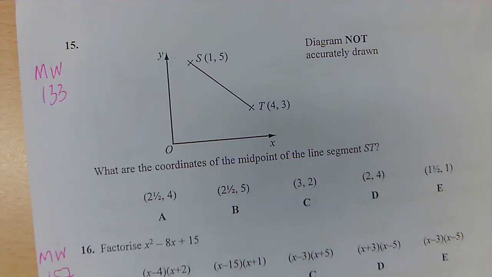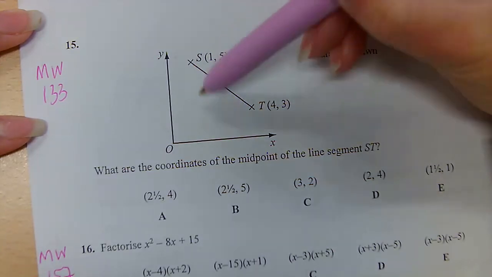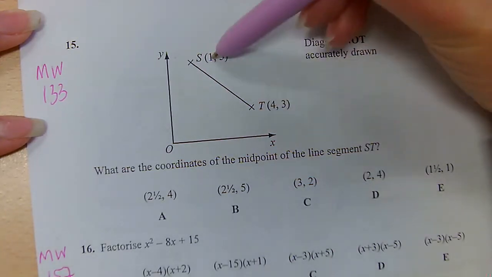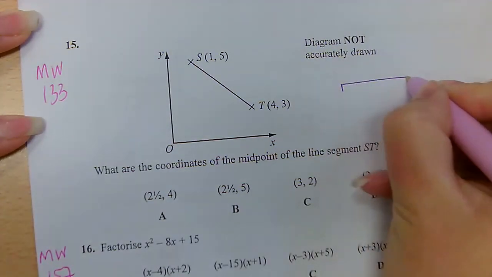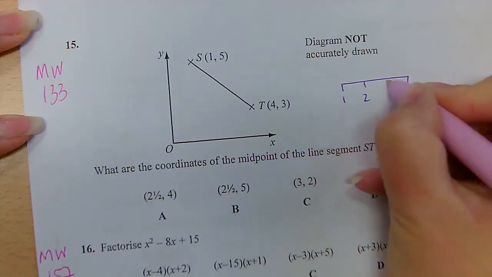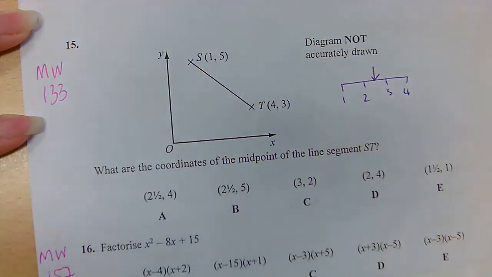Okay, part 3. So for this question, what are the coordinates of the midpoint of the line segment? So this is actually easier than you would think, all right? You basically need to know, if we look at our y coordinates, what's halfway between 1 and 4? Some people like to draw a little number line for this. So 1, 2, 3, 4. What's halfway between 1 and 4? Well, that would be 2.5.